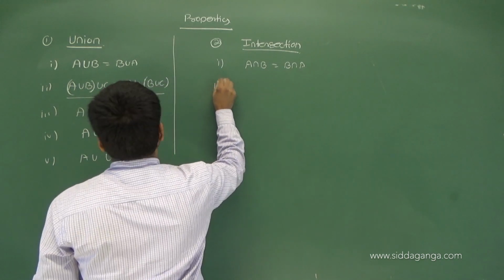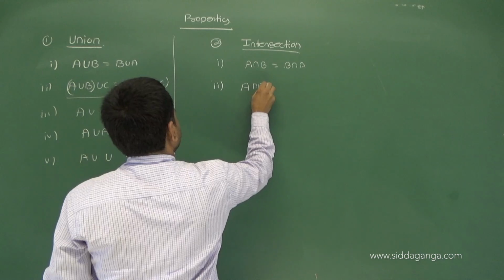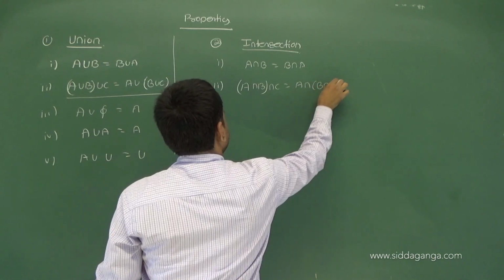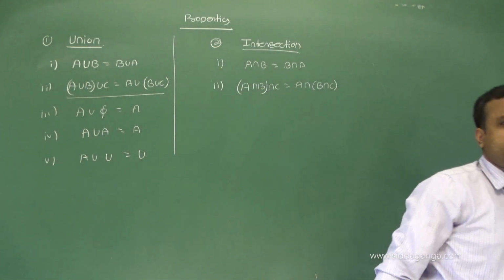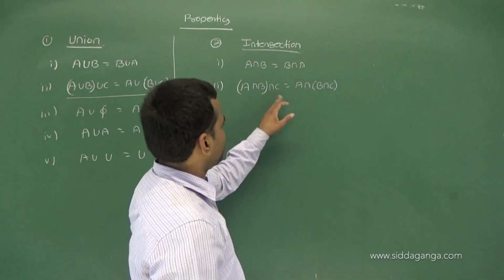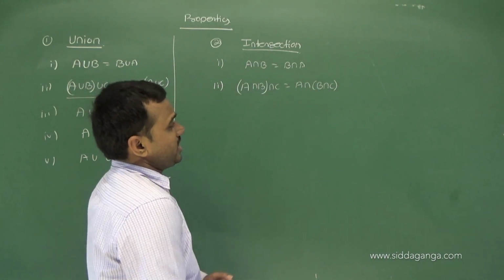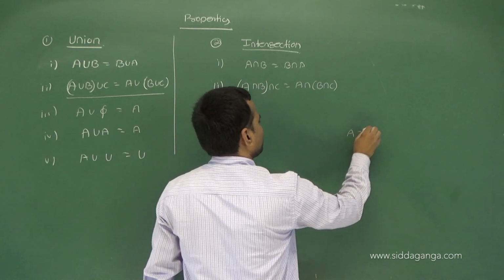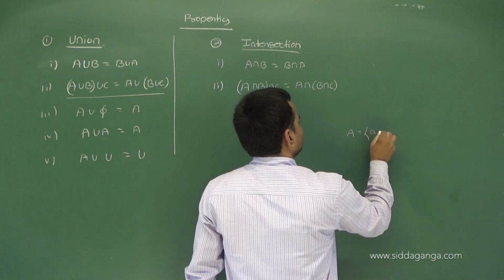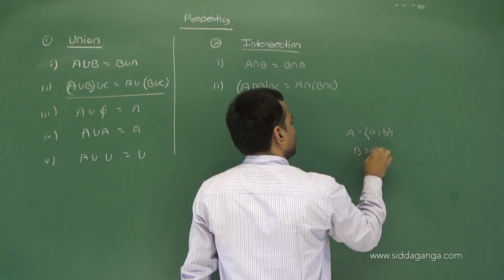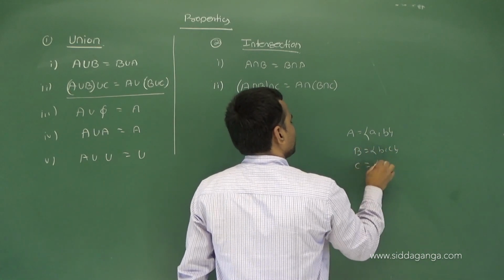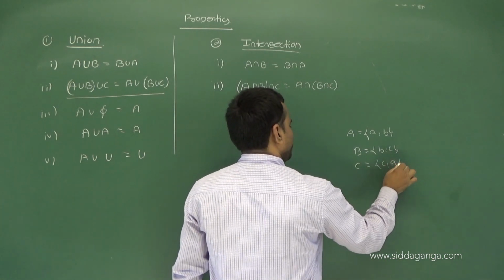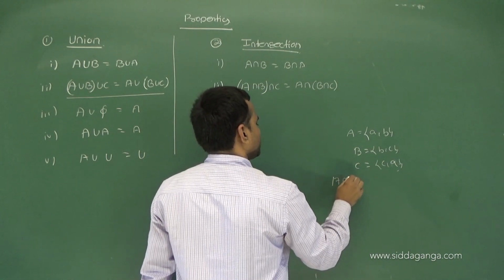Second one, (A ∩ B) ∩ C is always equal to A ∩ (B ∩ C). This is the associative property. We will solve one example. A is equal to {a, b}, B is equal to {b, c}, C is equal to {c, d}. Okay. Firstly, I find A ∩ B.